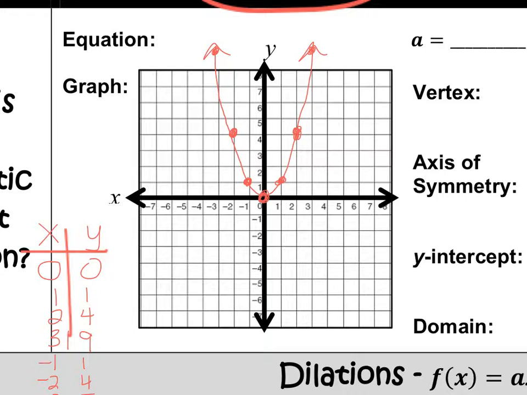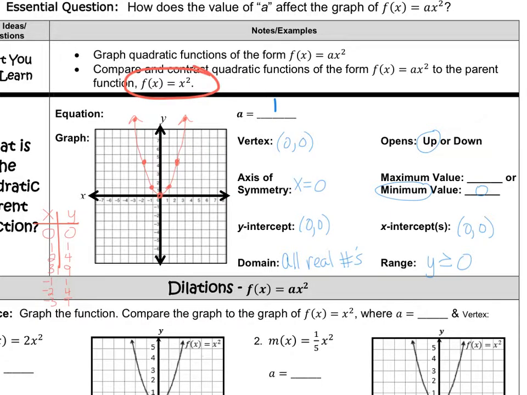Okay, so now that we've drawn the parent function, I want you to pause your video and fill out all the basic information about the parabola like we were doing in the last video. And once you've got it all identified, start the video back up. Okay, so our a value in the parent function is 1. Our coefficient to the x squared is 1. And this is what our parent function looks like. It's our very most basic quadratic function.